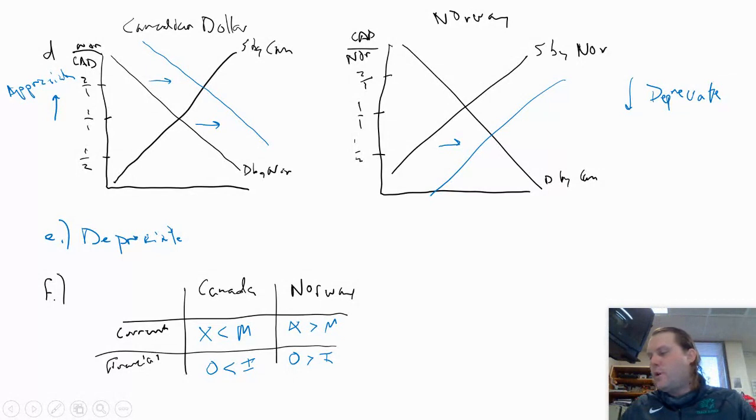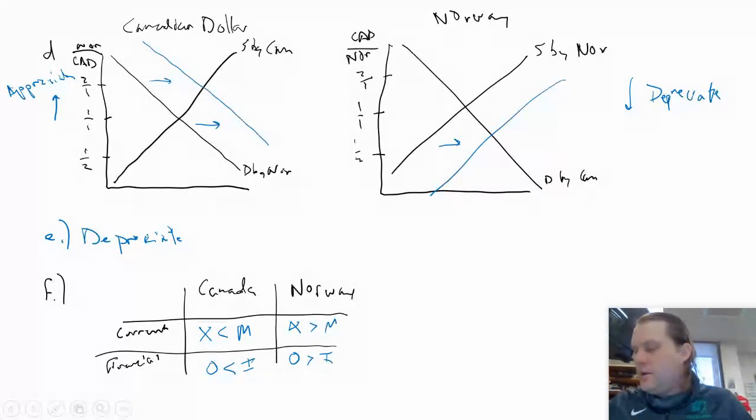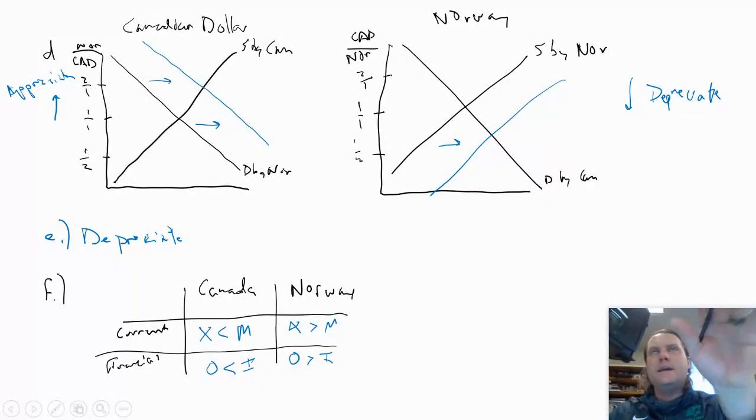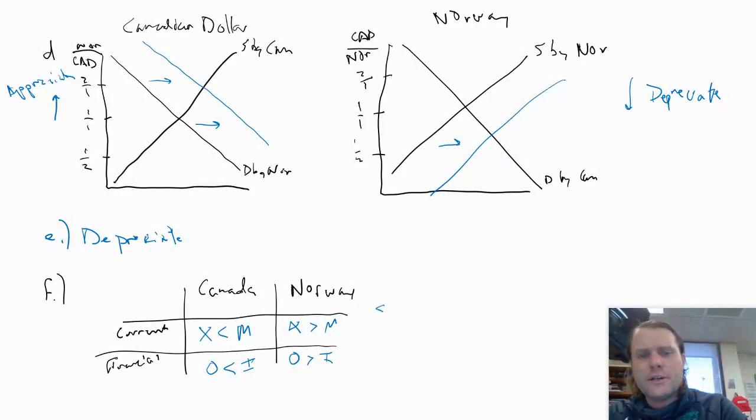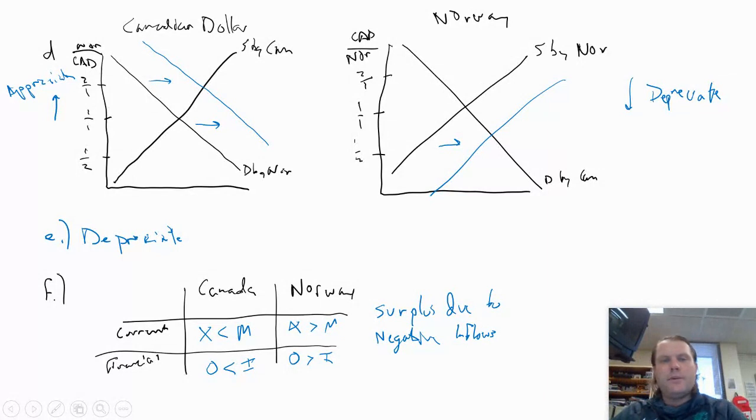It asks us, what is Norway's current account in? Deficit, surplus, or is it staying the same? Well, their current account exports are greater than imports. That means they're getting more money in. So your answer is surplus, due to negative inflows or positive outflows, however you put it. Okay, so that's your answer for part F. Again, we're tying this in.